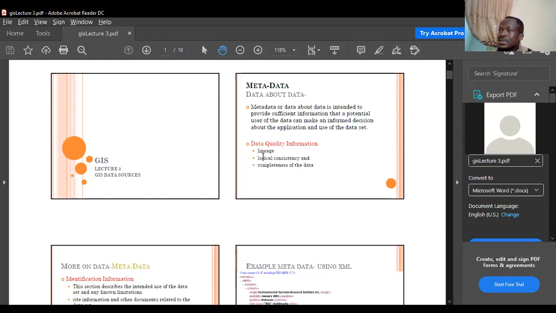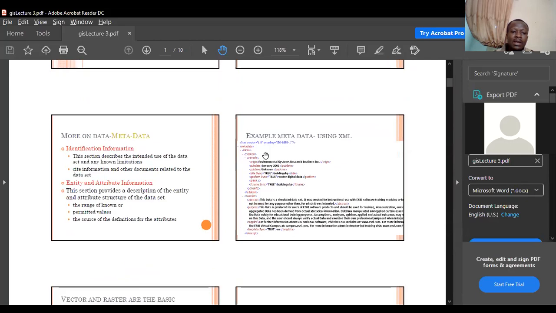Completeness of the data means that we can't say we want data on Kaswa and then we've left out some part of it. We can't say this is Accra data and Kaneshi is not part of it. Are you okay? So we need to touch on that in our metadata. We need to tell about lineage, logical consistency, and completeness of the data.